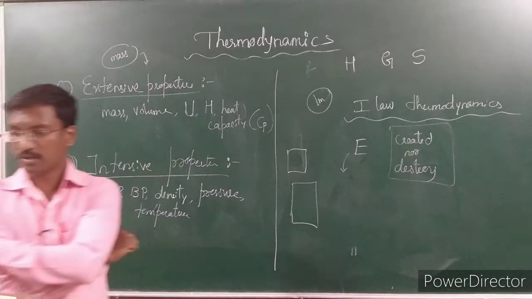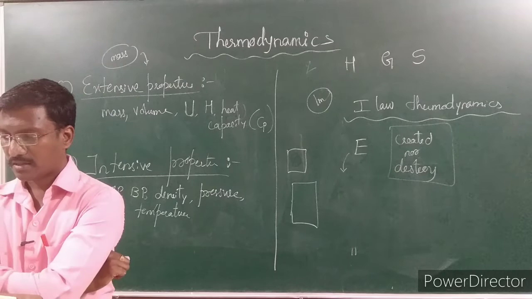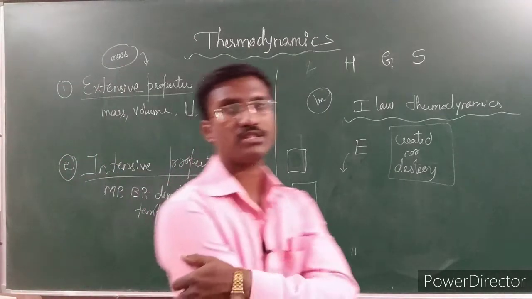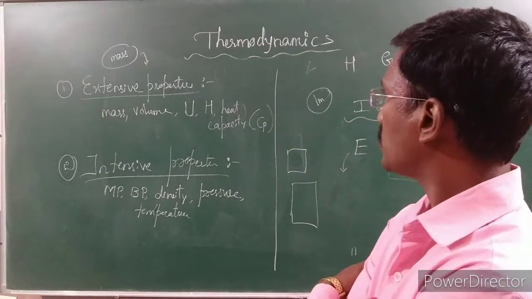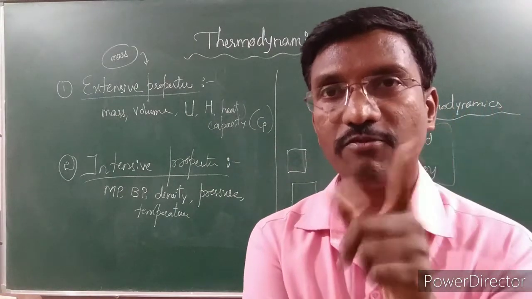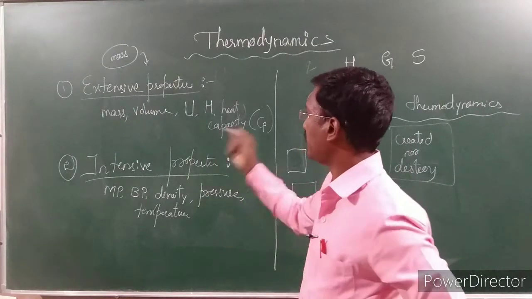Here these two terms are more important. You have to remember, sometimes they will ask you to write the difference between intrinsic property and extrinsic property. If they ask you the difference, you have to make two separate columns, intrinsic property and extrinsic property. First you have to write the definition. The definition itself is the difference for intrinsic and extrinsic.